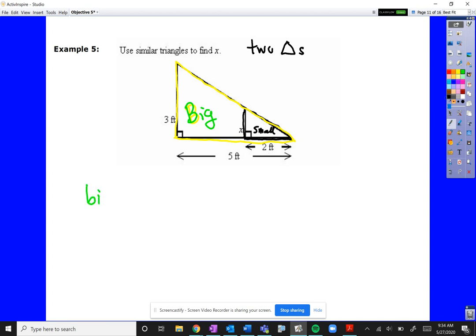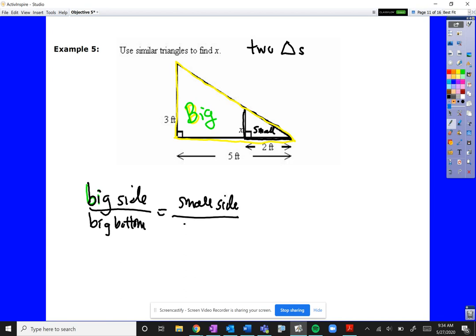So let me switch back to black. We're going to go big side over big bottom. Don't laugh. Equals same proportion. Small side over small bottom. Because remember, if you're going to go side over bottom, you need to also go side over bottom. And if you're going to go big over big, you got to go small over small. All right, so the big side here is 3. The big bottom, all the way down here, is 5.